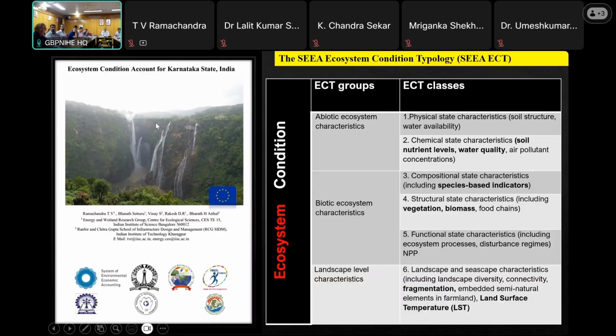Now, when you talk about typology, there is the abiotic ecosystem. You have the physical state and chemical state characteristics, wherein you look at the soil structure, water availability, etc. Similarly, for chemical state, you look at the nutrient level, water quality, etc. Then biotic, as I said earlier, we have the structural, compositional, and functional state. Functional state is NPP. Then at landscape level, we looked at the fragmentation and the land surface temperature. These two are based on remote sensing data, because thermal band data is available, so you can do the temperature assessment. There is a direct correlation between ecosystem degradation and LST also.